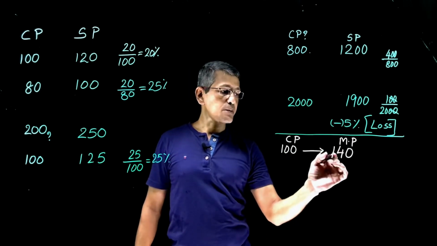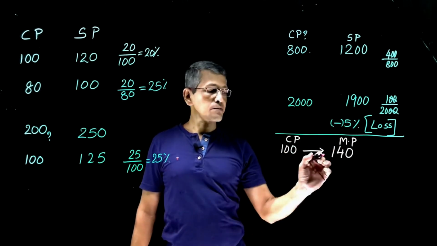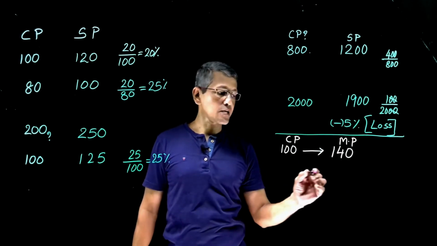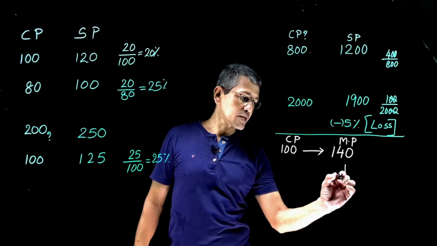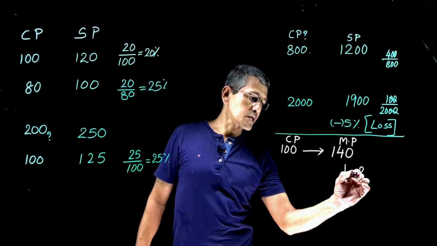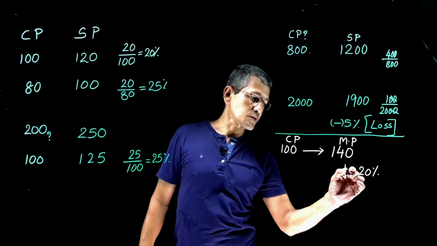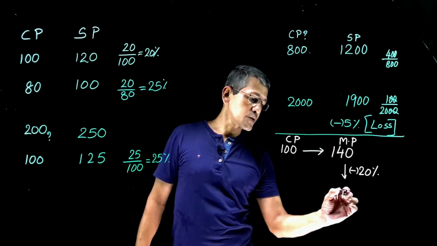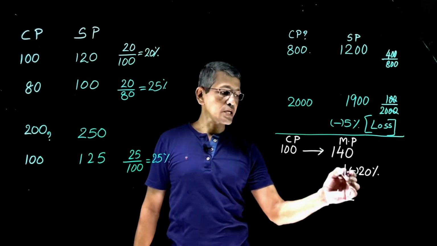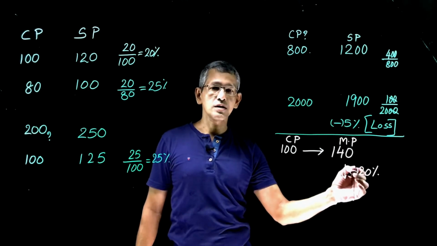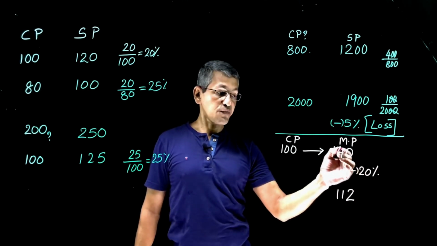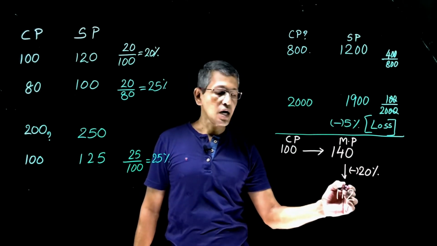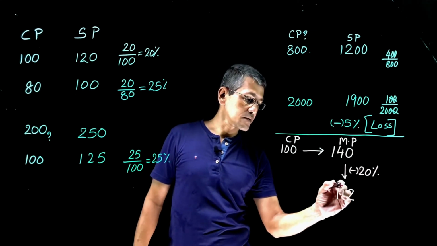Well, 10% discount is 14. So 20% discount means 28 rupees. So 140 minus 28. How much is that? 112. So we have a discount of 20%. So the selling price would be 112. So 140 minus 20%. 20% is what? 10% is 14, 20% is 28. So 140 minus 28, 112. So this is the selling price.